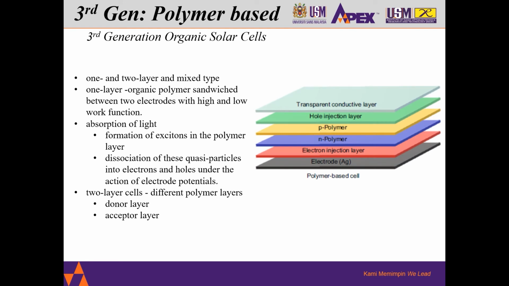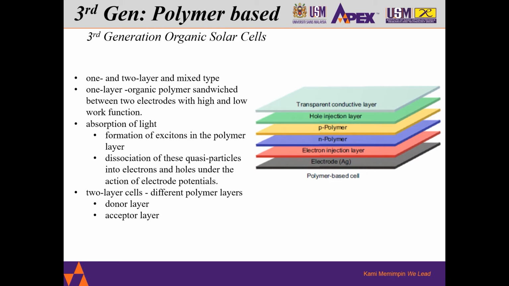Third generation of solar cells, polymer-based. This structure of solar cell consists of one or two layers or a mixed type. One layer: an organic polymer sandwiched between two electrodes with high and low work function. These types of solar cells can absorb light with the formation of excitons in the polymer layer and dissociation of these quasi-particles into electrons and holes under the action of electrode potentials.